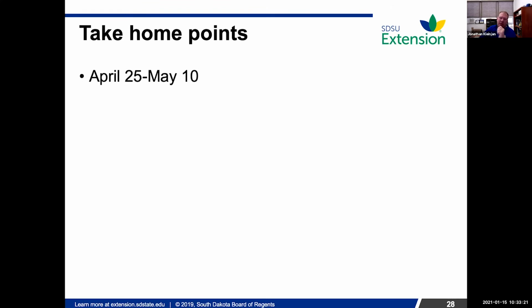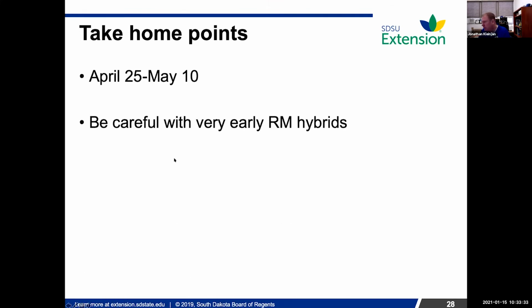So, take-home points from today. We all know this: April 25th to May 10th is still probably your optimum planting date for corn. Maybe shift that 5 days earlier if you're in the southern part of the state, and 5 days later if you're in the northern part of the state. Be careful with very early maturing hybrids. It looks to me like there's a bit of a cliff from 85-day and below. We talked about that, they're just not well adapted. I would stick with your full-maturing hybrid until about May 25th. That seems to be when the crossing point occurs, when you might want to switch to something a few days earlier.